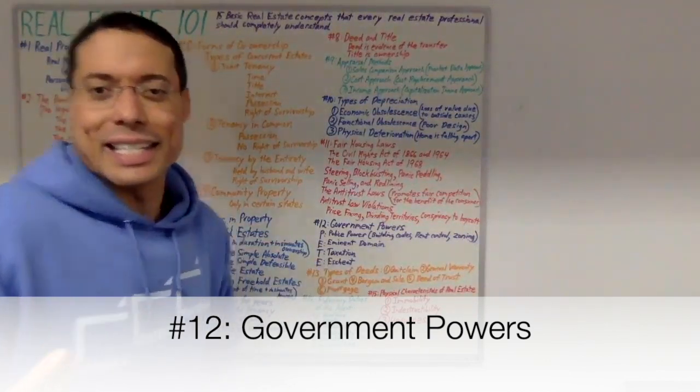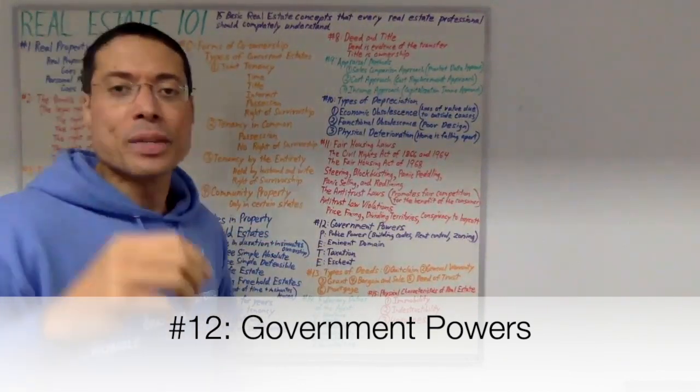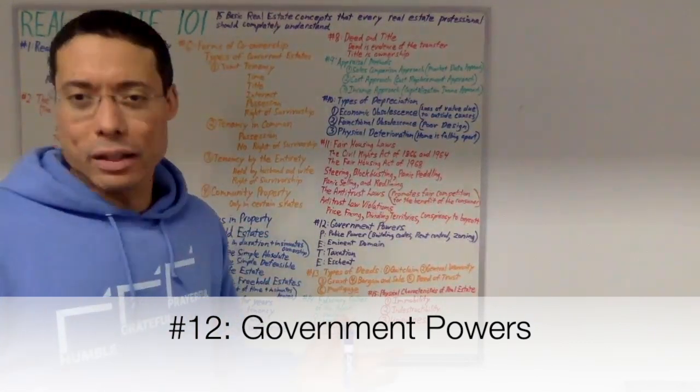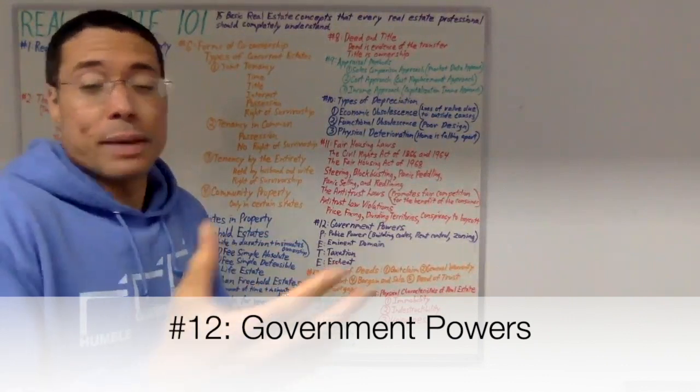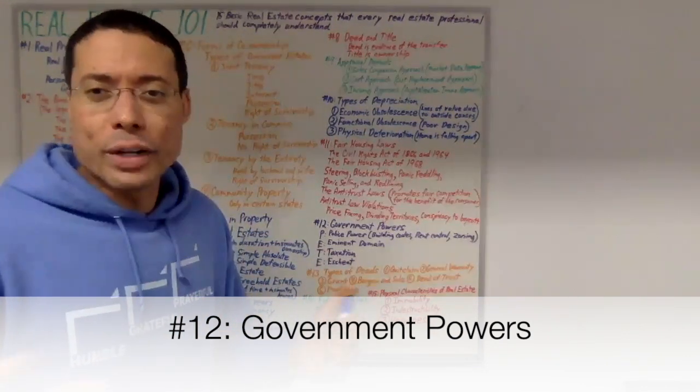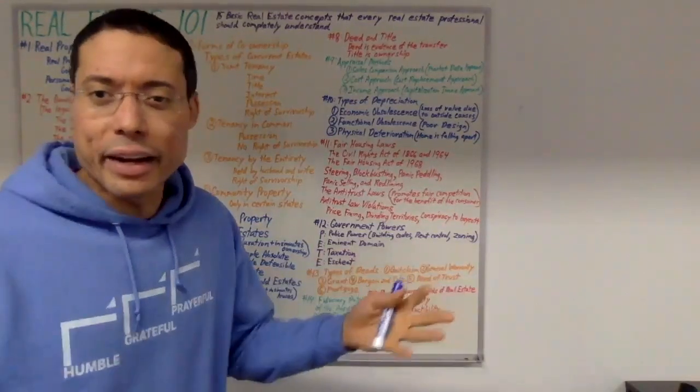Escheat. What is escheat? Escheat is basically where a property owner dies without a will, right? And so the government takes the property because the property owner did not identify any type of heir, right?